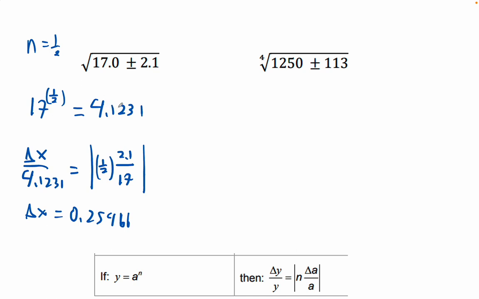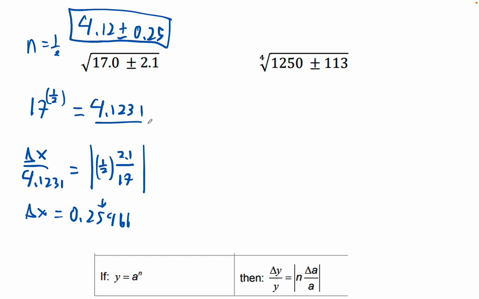All right, let's see. So 4.12, I think we'd round this here. So we'd say 4.12 plus or minus 0.25. I think that's the best way to do it. Now again, if you write 4.1231 plus or minus 0.25466, no worries. I think that's better though.